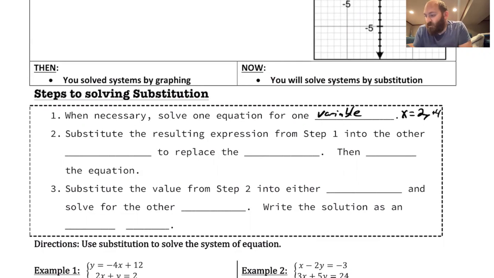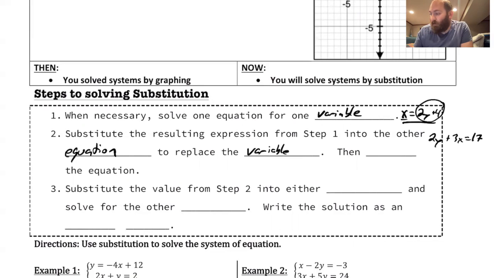Step two, substitute the resulting expression from step one into the other equation to replace the variable. So for example, let's say that this is my one equation, and then let's give me another one. Let's say 2y plus 3x equals 17. The idea is that I now have 2y plus 4 that can replace the x. So that's going to go in here. So it would look something like this: 2y plus 3 times (2y plus 4) equals 17.